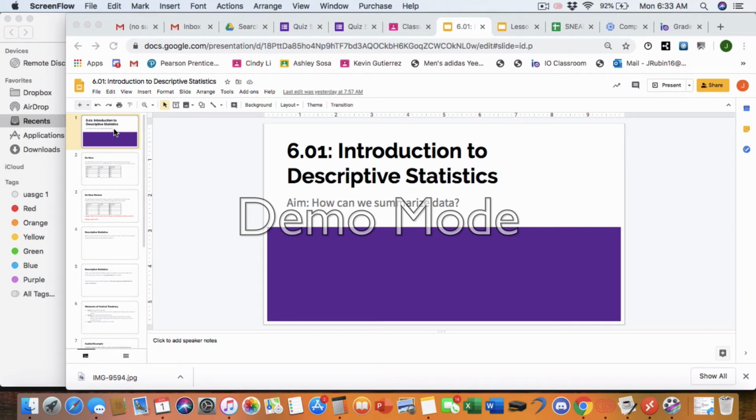Good morning, guys. Today we're starting our final 2 weeks. I'm calling it a separate unit, so it's going to be Unit 6.01, Introduction to Descriptive Statistics. Our aim today is how we could summarize data.